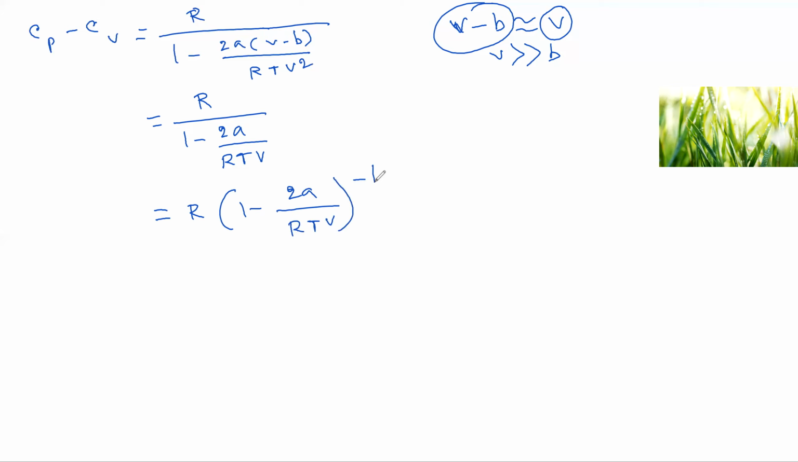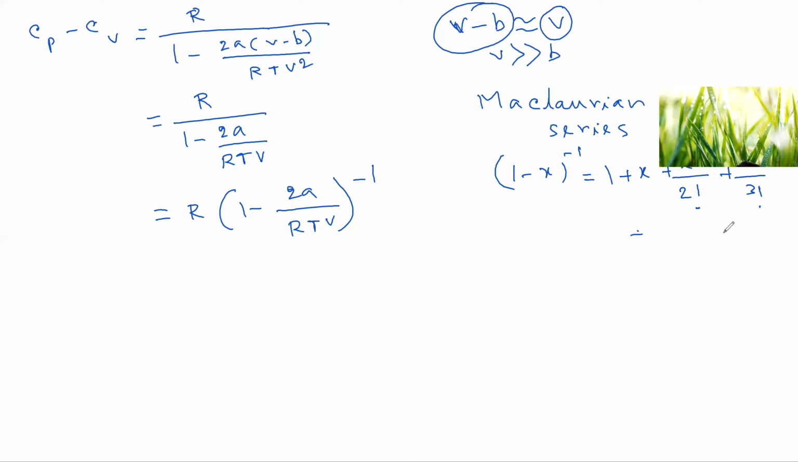So now we will use the Maclaurin series. What is that? 1 minus x to the power minus 1 is equal to 1 plus x plus x square by factorial 2 plus x cubed by factorial 3 plus up to infinity. Okay, this is the series. So in that case, if x is very small, we can ignore these higher terms. We can write 1 minus x to the power minus 1 is equal to 1 plus x.